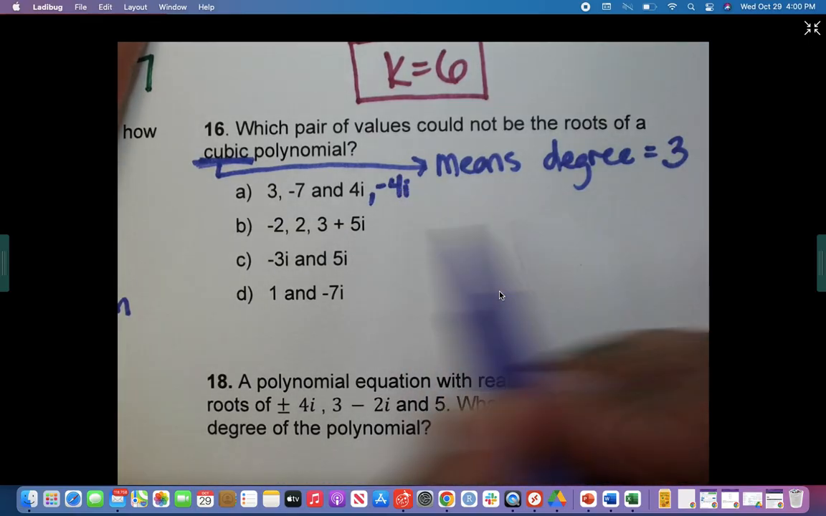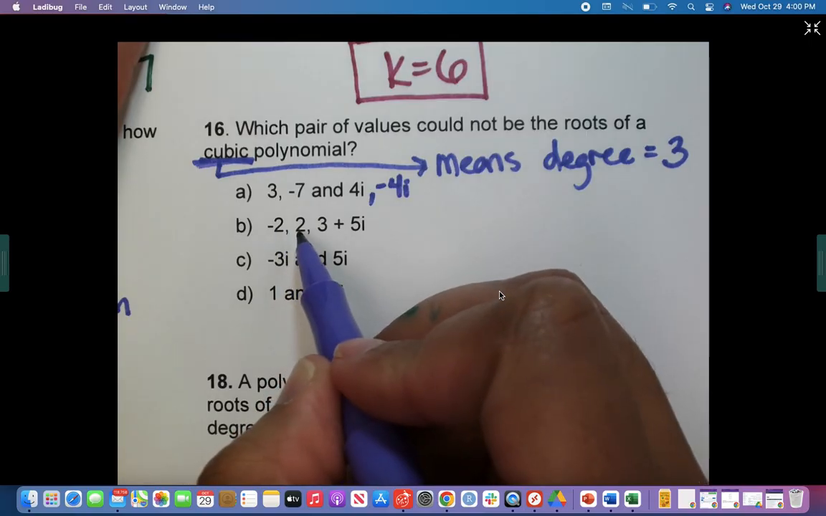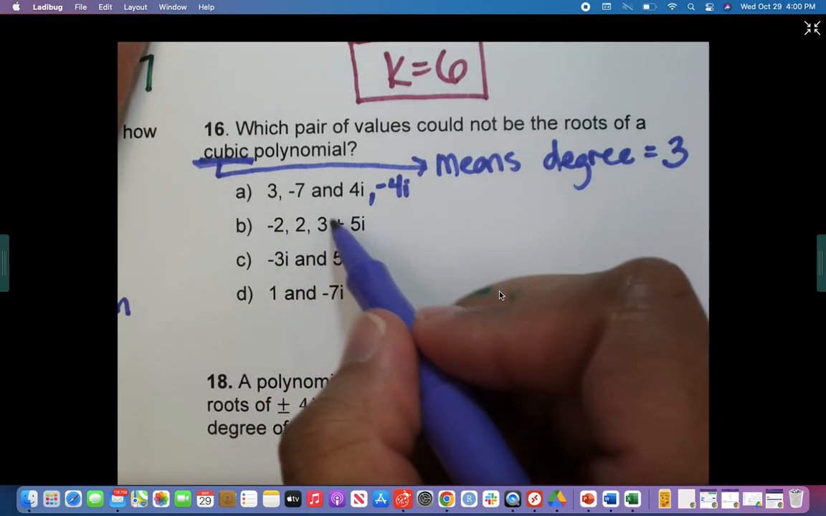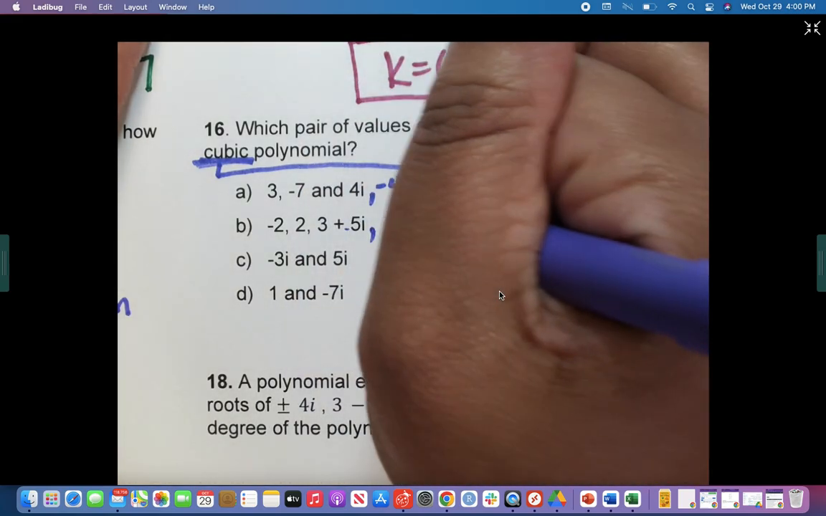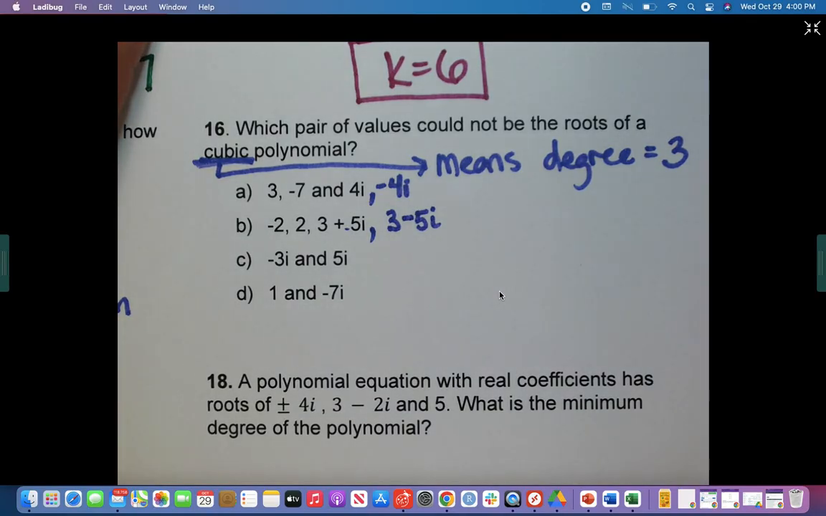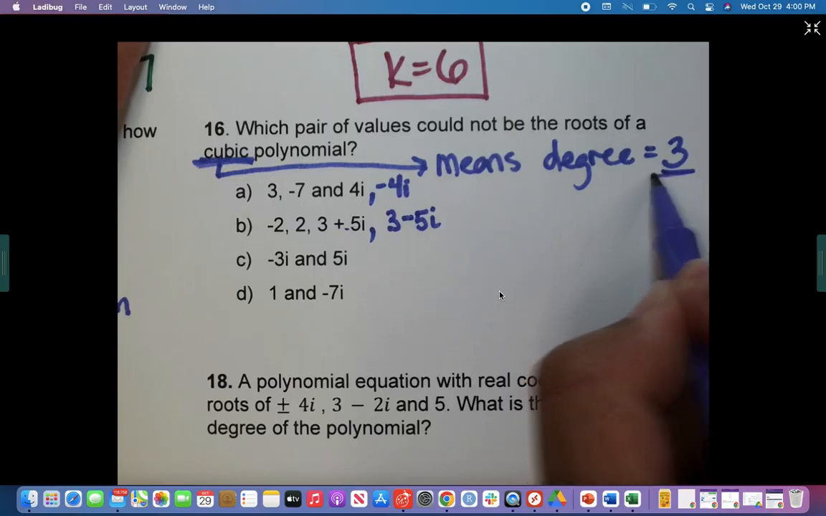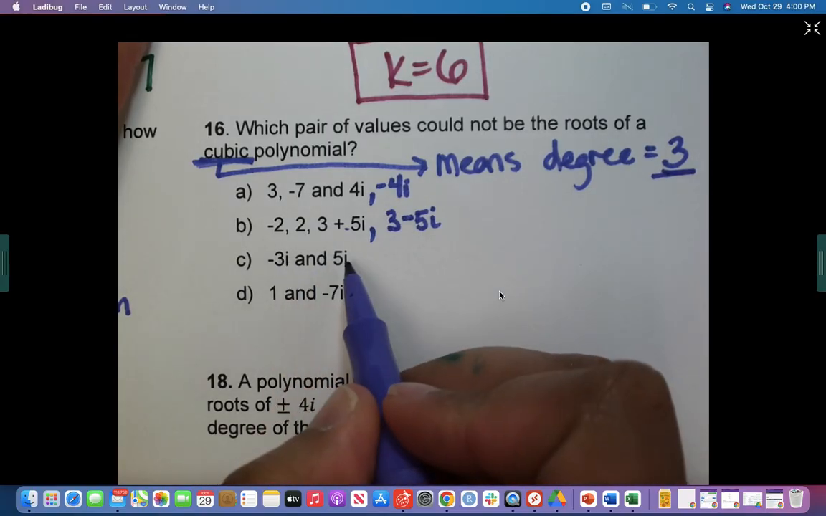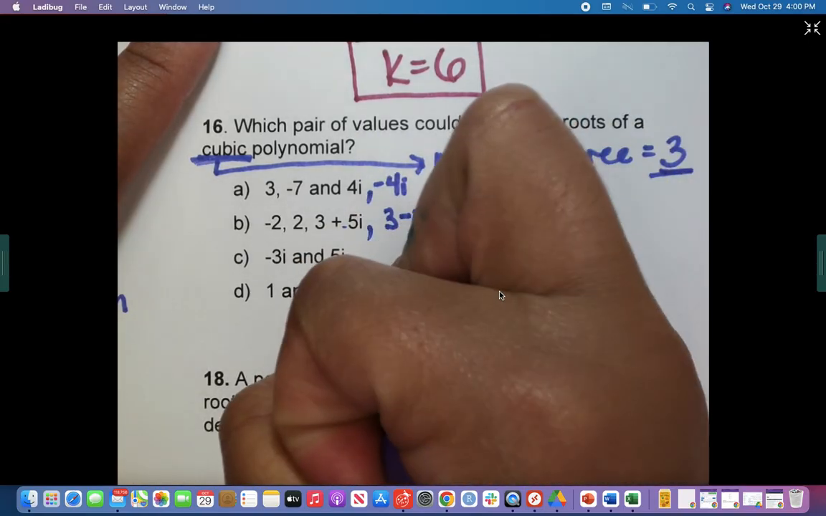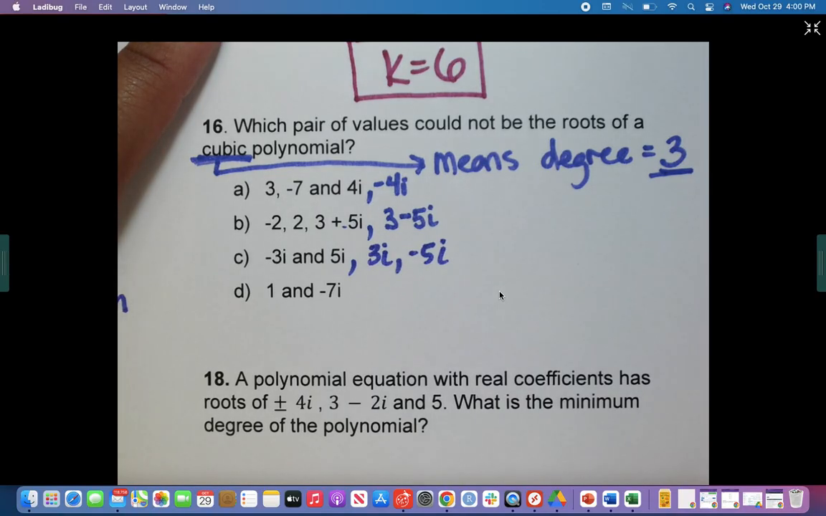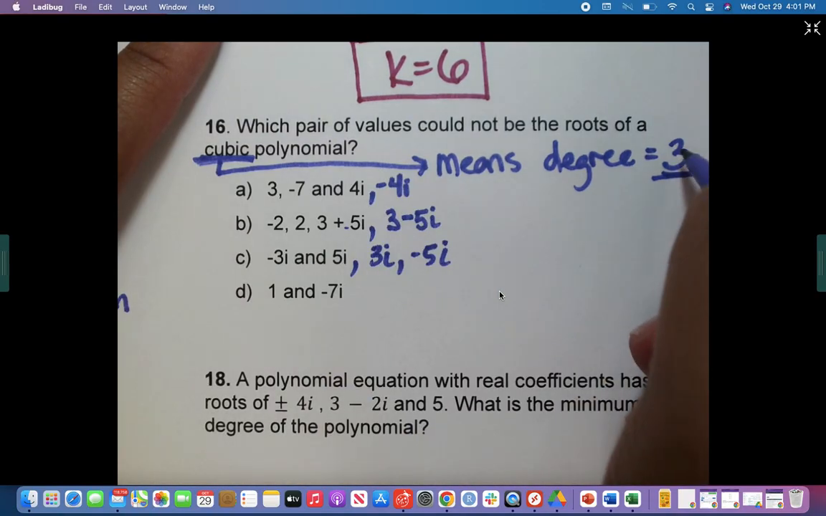So it's not A. This one, we've got -2, 2, 3 plus 5i. So again, i is involved, so the conjugate would also be a solution, so that would be 3 minus 5i. So again, we've got 1, 2, 3, 4 solutions in total, so it can't be that, because remember, we need 3. This one, negative 3i and 5i. Both of these have i, so both have conjugates. So that would be 3i, negative 5i. So again, 4 solutions, not 3.